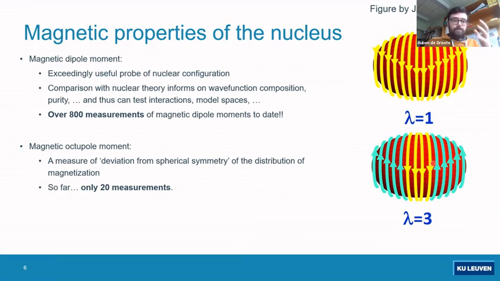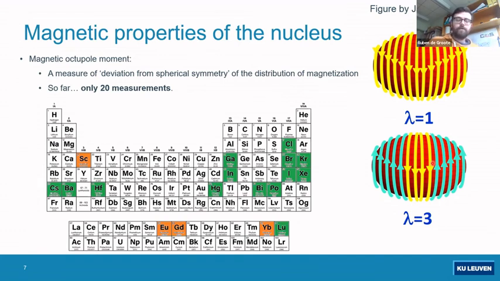That's really all I can say about them, because in a way there have only been 20 measurements to date, and by 20 measurements I mean there are only 20 elements or isotopes for which a magnetic octopole moment has been measured. The scarcity of data makes it difficult to do in-depth discussions or comparisons to theory. I'll nevertheless give it my best shot in the next few slides.